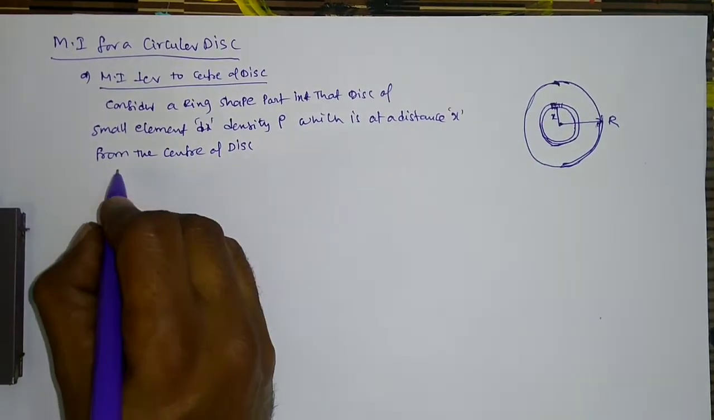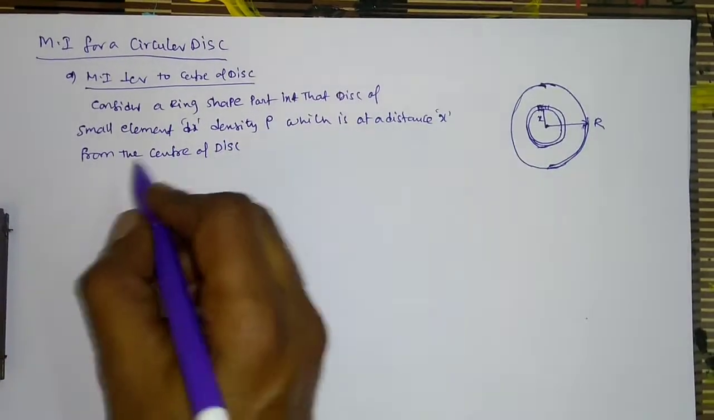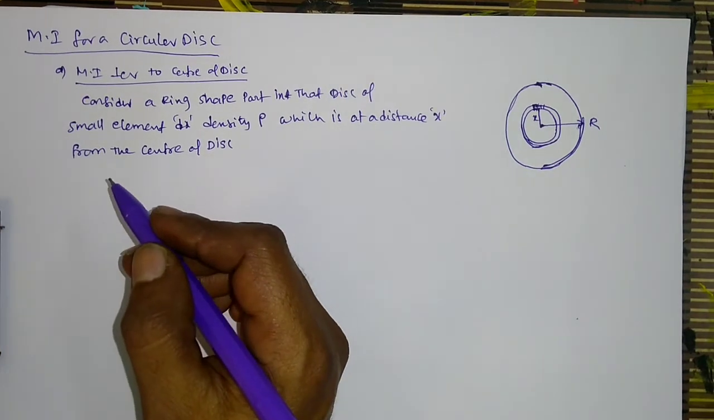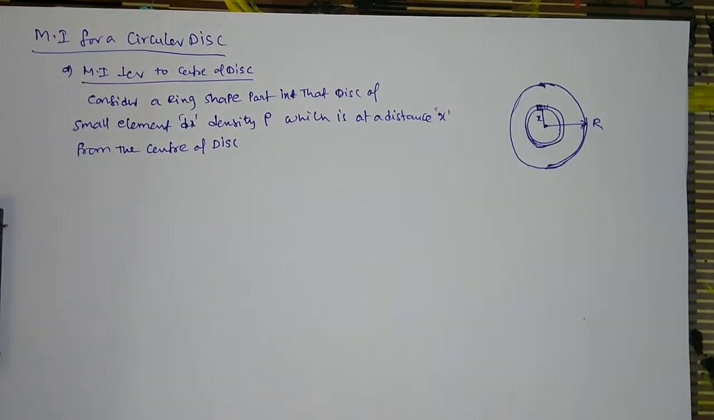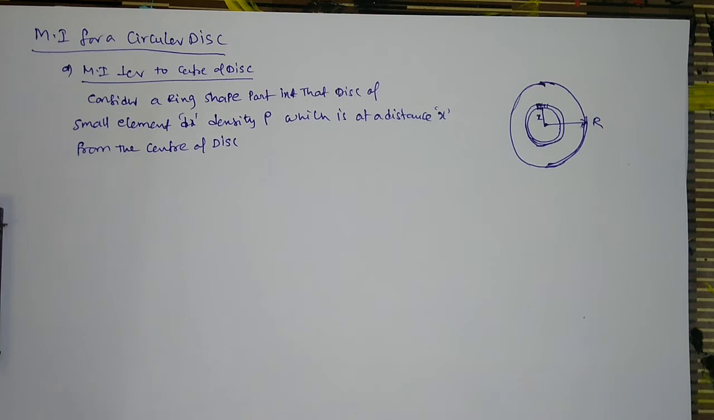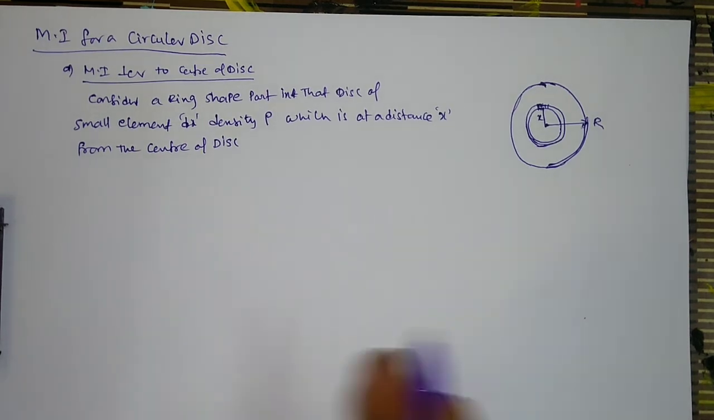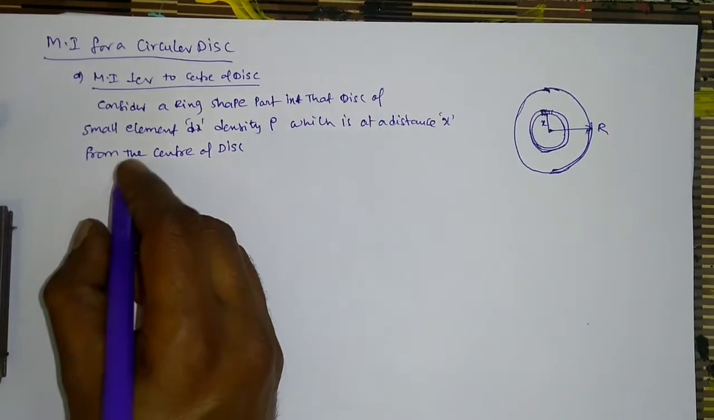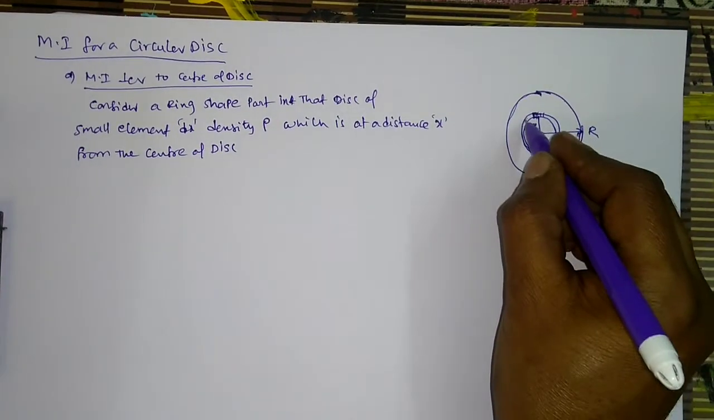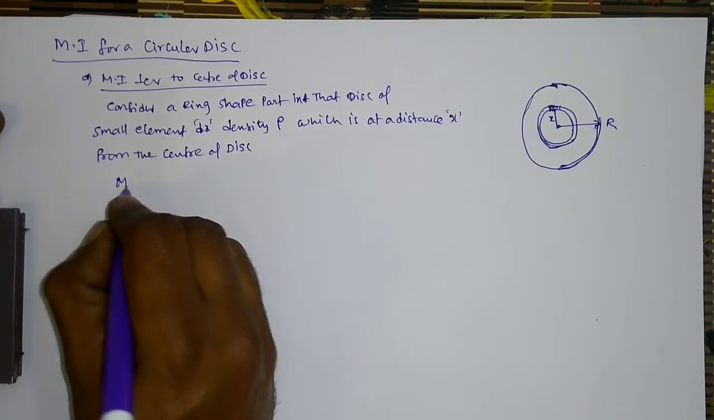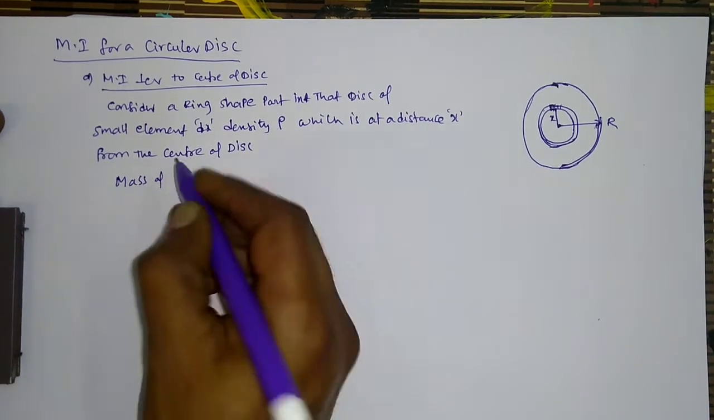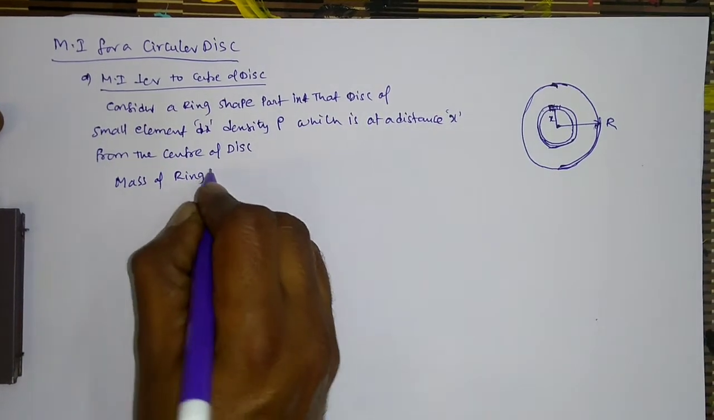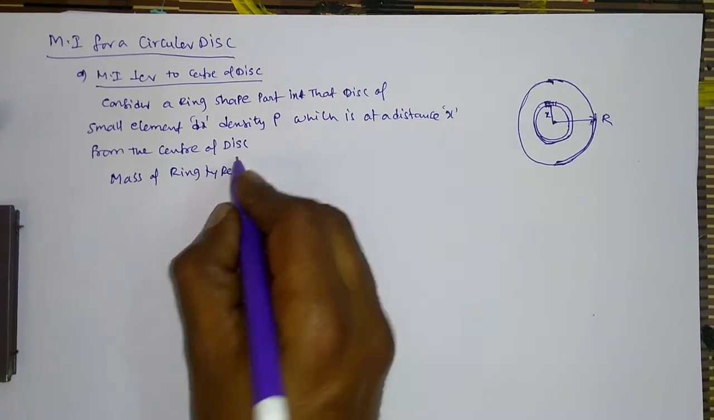Now, again, for the moment of inertia, your requirement is that mass should be present and the distance from the axis of rotation. That is, mass and a distance will be there, then you can find the moment of inertia. So first of all, I would like to find the mass of the ring, that means the mass of the ring type disc.